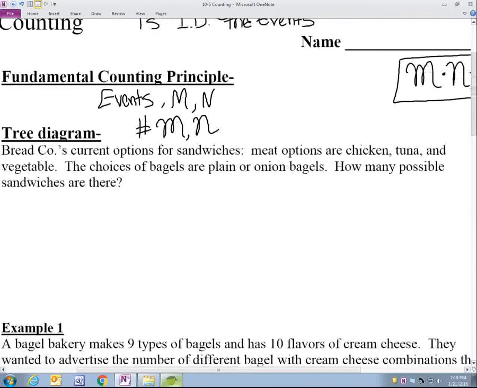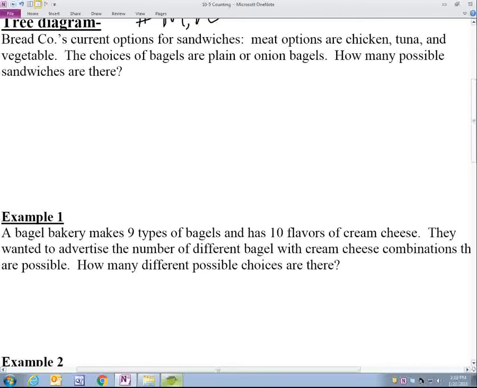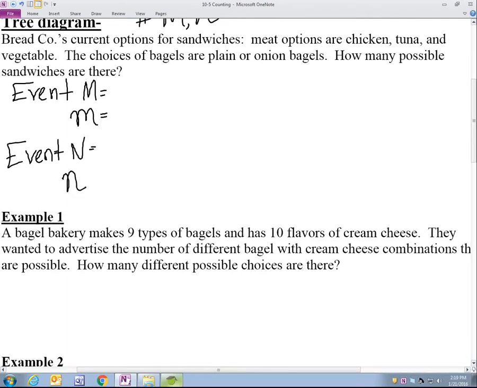The first thing that I have to do is identify the events. So I'm going to write this down. Event M, then I'm going to put a lowercase m. Event N, lowercase n. So what is event M? The first thing that's happening as far as choices go. Meat options.